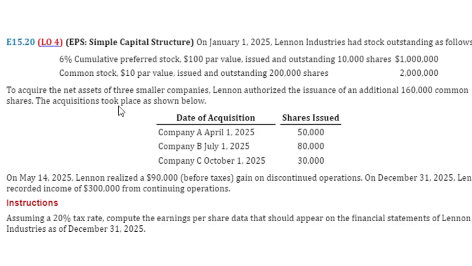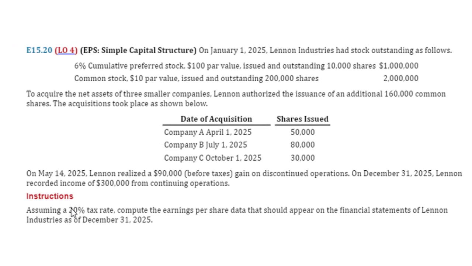Then we also had additional acquisitions of shares. So April 1st, the shares were issued, they issued 50,000 shares. Then they issued 80,000, and then they issued 30,000. So there's different amounts of shares outstanding throughout the year. They realized a $90,000 gain on discontinued operations. So this is going to be important. So notice that it's a $90,000 gain on discontinued operations, and that there's a 20% tax rate.